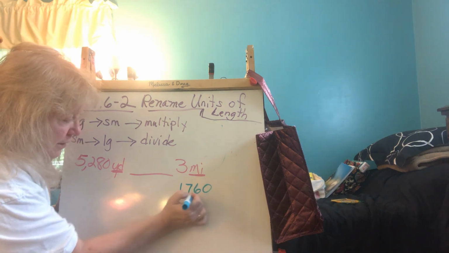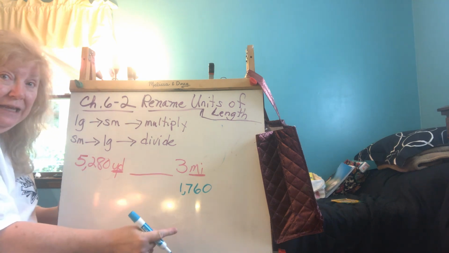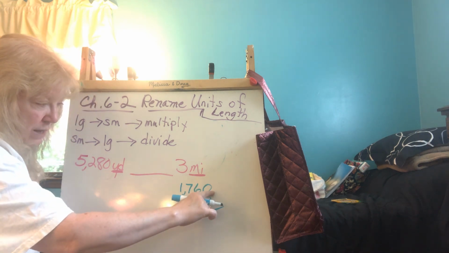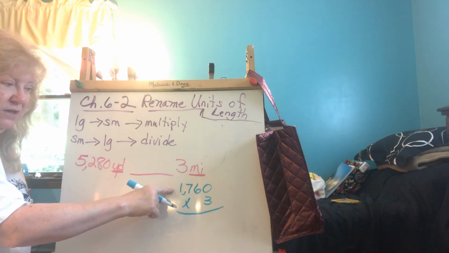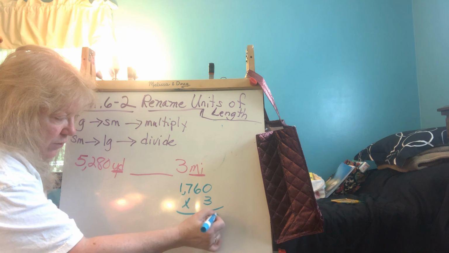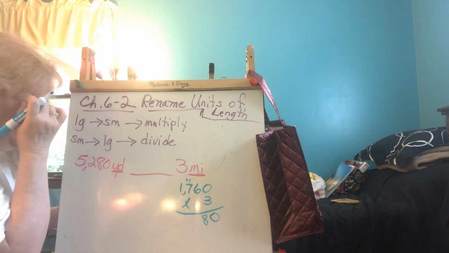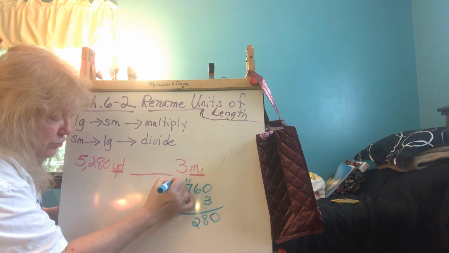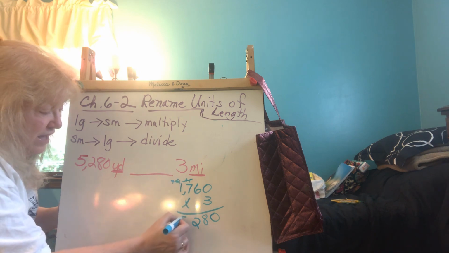1,760 is 1 mile. Now I can either multiply this by 3 or I can add it 3 times. Let's multiply it by 3 because it's quicker. If this is 1 mile, then I have to do 2 miles of 1,760 yards and another one of 1,760 yards. 3 times 0 is 0. 3 times 6 is 18. Put down my 8. Regroup my 1. 3 times 7 is 21. Plus 1 is 22. Put down my 2. Regroup my 2. 3 times 1 is 3. Plus 2 is 5.